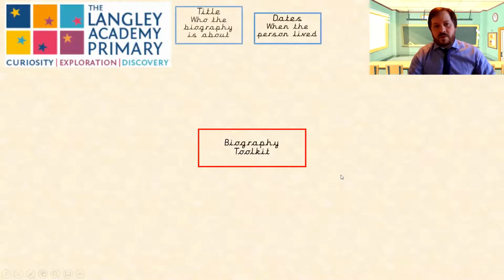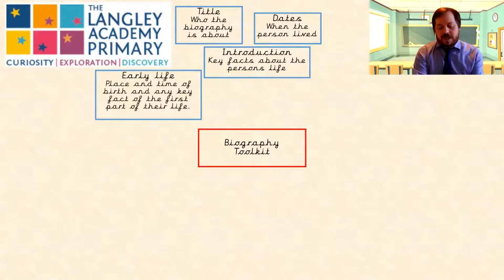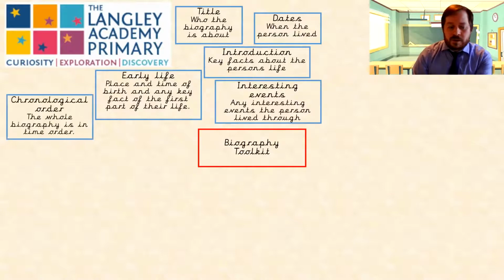We need to remember our layout of the introduction with our dates and our title. We need to think about the section of early life leading in through their career. Luckily, a lot of these blue ones have been built into our box up, and you'll see that as we go along. Any interesting events that happen throughout the person's life, we need to make sure it's all in the right order, which a box up does help with as well.